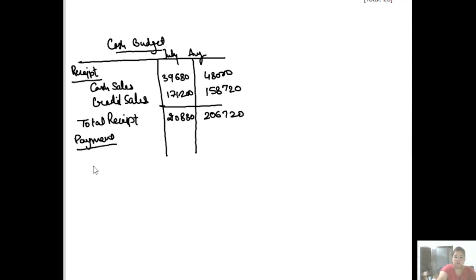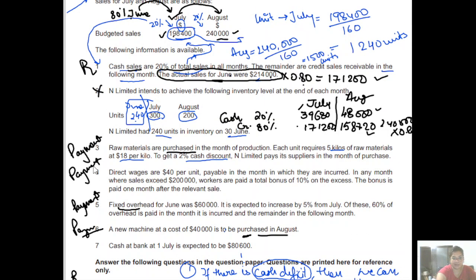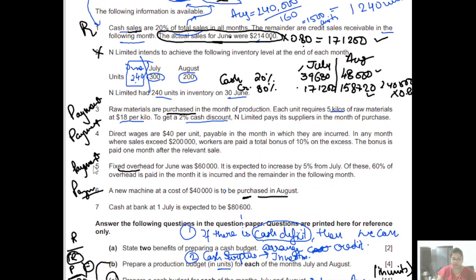So for the payments you have every information regarding that. In third point they told you raw material are purchased in the month of production. Very good. Whatever you produce, you purchase the raw material in that month only, and each unit requires 5 kilos of raw material and the rate is 18 per kilo.